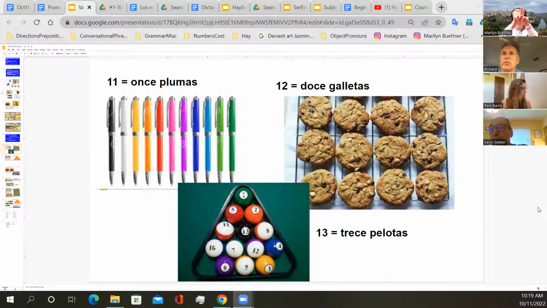And instead of uno, one, because now I've got double digits, it is a special word, like 11, which doesn't look anything like one. Once. It is not the English word once. We pronounce what we see. Once. Okay? But we take the word dos, two, and we just put an e on the end. Doce. So we have once plumas, 11 pens, 12 galletas, 12 cookies. Again, we take the word tres, three, we put an e on the end, we get trece. Trece pelotas, 13 balls, de billar.